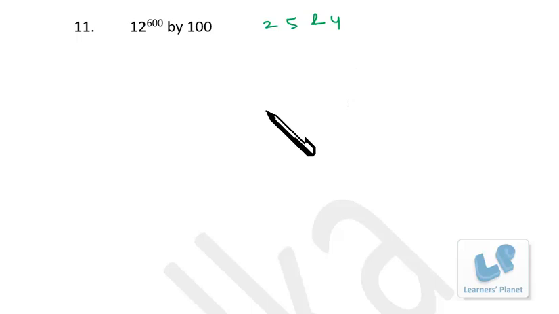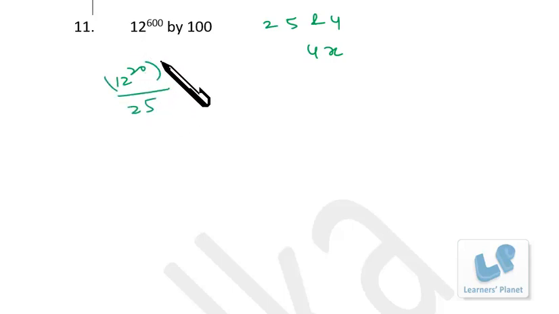Now 12 raised to 600 is definitely a multiple of 4 because 12 itself is a multiple of 4. So the remainder will be 0. So this number is in 4x format. Now from 25, the Euler number will be... we are finding the Euler number because 25 and 12 are co-prime to each other. So 25 into 4 by 5, so the Euler number will be 20. So 12 raised to 20, when divided by 25, the remainder will be 1.